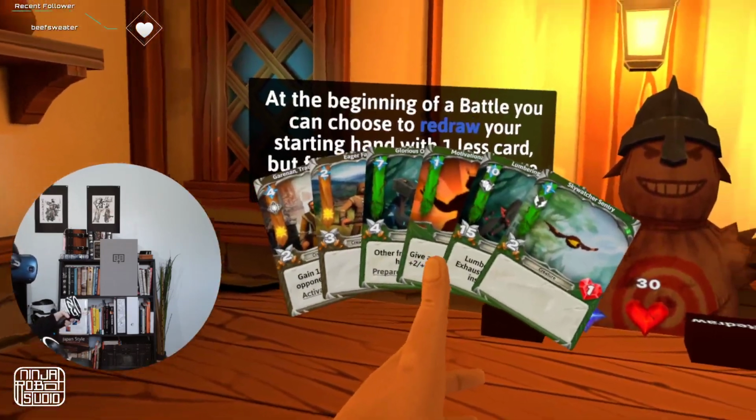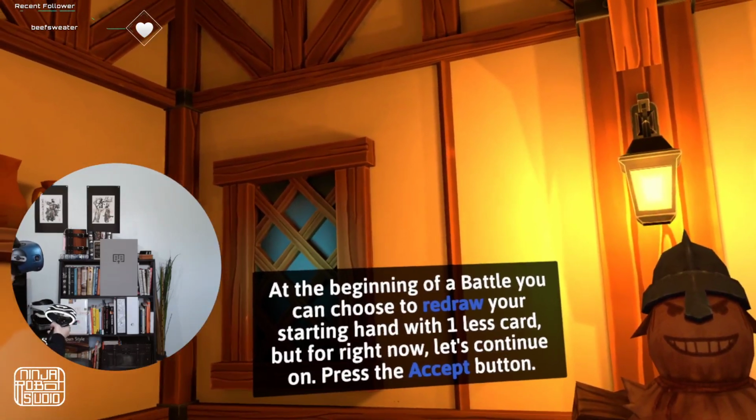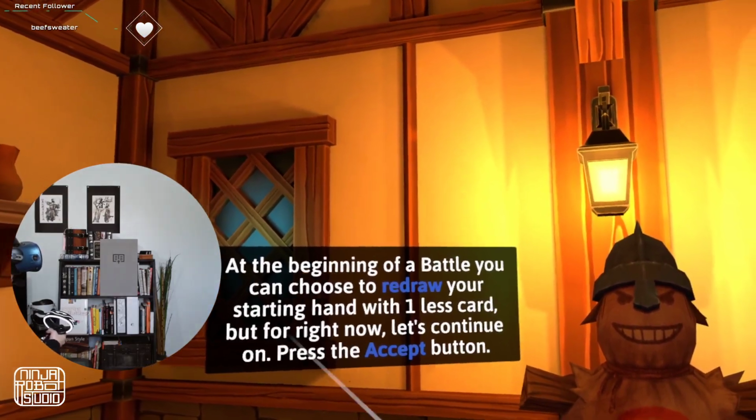And now this is how they're handling you holding your cards. So I need to choose to redraw my starting hand with less than one. But right now, let's continue on.